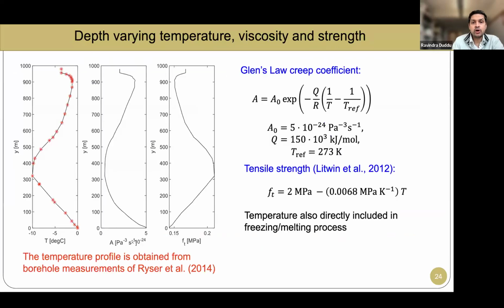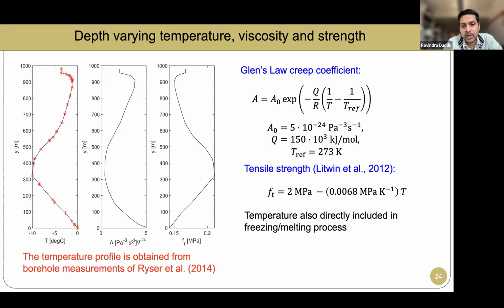If we go to this borehole data, what it shows is that the temperature at the base is almost zero, but on the surface it is something negative, and it varies with depth. So corresponding to that, we take the viscosity as temperature varying based on the Glen's creep coefficient defined by an activation energy.